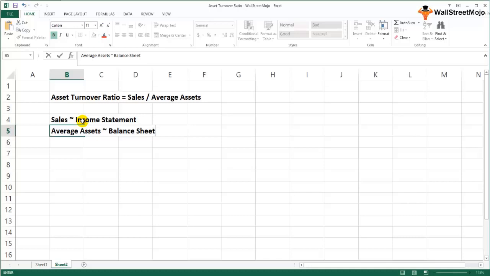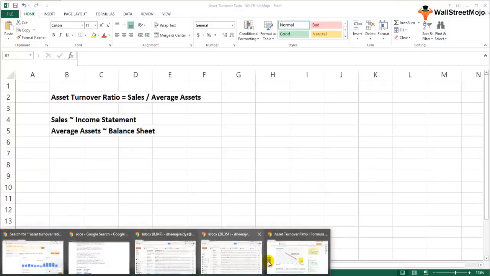Please note that you have to calculate average assets. You will not get this as a direct number. The beginning and the ending divided by 2 is what you will get as the average assets. All right, so let's now go back to the Walmart example and calculate the asset turnover ratio of Walmart.